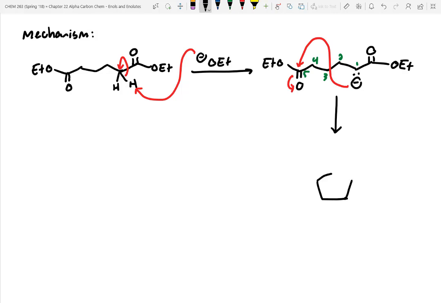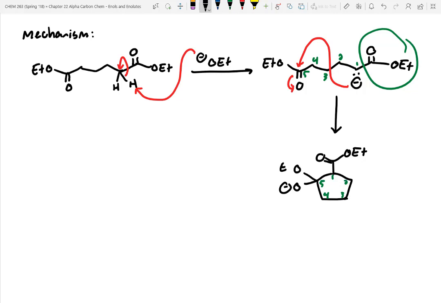So I'm just going to go ahead and draw my 5-membered ring. And then inside, I'm going to go 1, 2, 3, 4, 5. Carbon 1, we know we have this entire group dangling off of it, so I'm going to fill that in. Carbon 2, nothing coming off of it. Same with 3, same with 4. Then we go over to 5. 5 has an oxygen with the negative charge coming off of it now. And then this ethoxy group. So that looks good to me. What's the next step going to be?